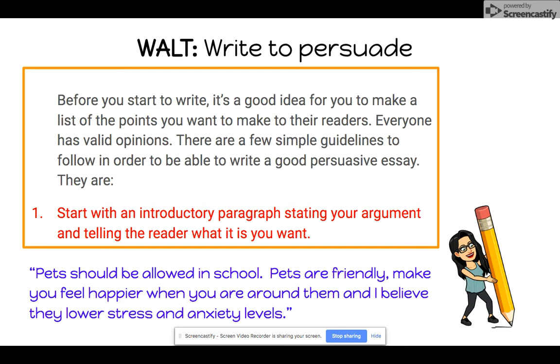There are a few simple guidelines to follow in order to write a good persuasive essay. They are here. 1. Start with an introductory paragraph stating your argument and telling the reader what it is that you want. So following on from my theme of pets should be allowed in schools, I'm going to put: pets should be allowed in school. Pets are friendly, they make you feel happier when you're around them, and I believe they lower stress and anxiety levels.